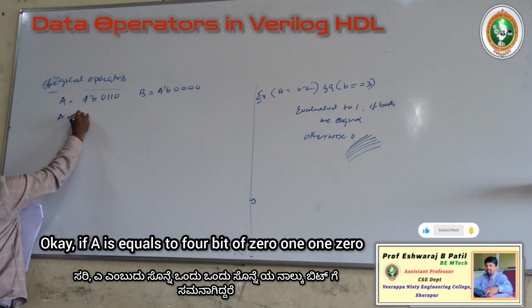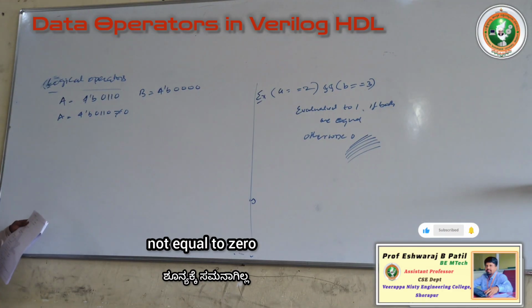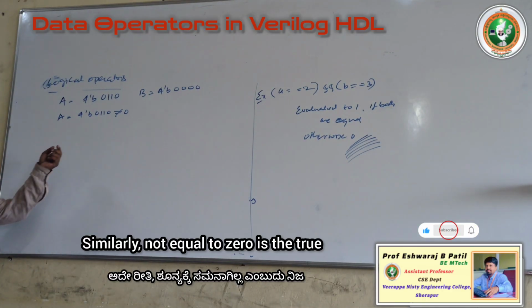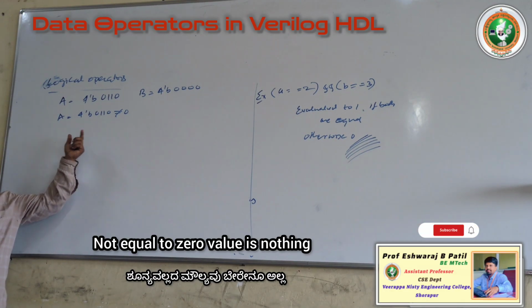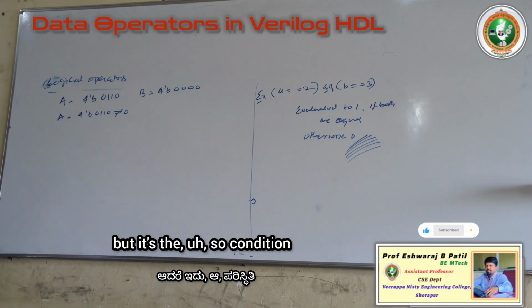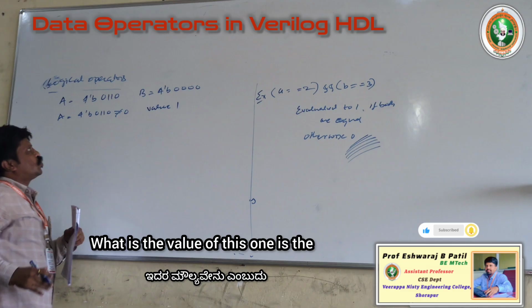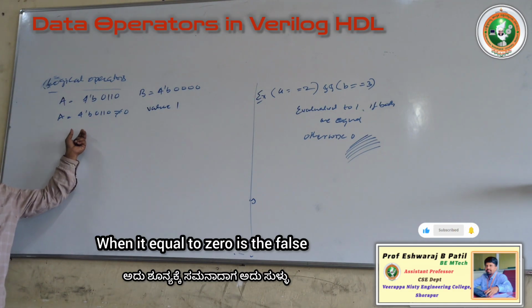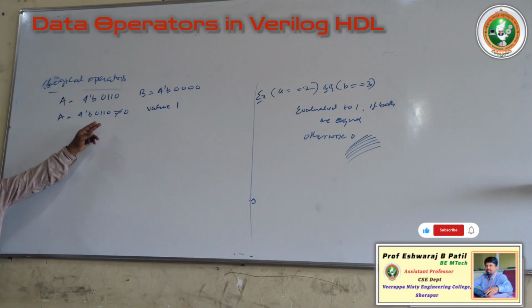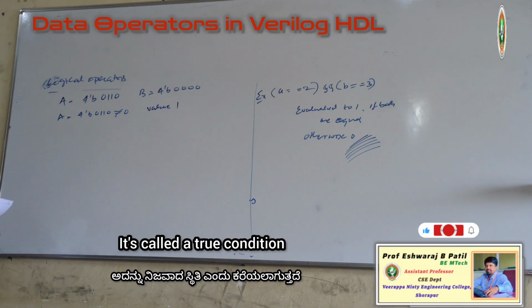If A, which is the 4-bit binary 0 1 1 0, is not equal to 0, then not equal to 0 is a condition. What is the value of this? If a value is there, not equal to 0 means it should be 1, that is true. If it is equal to 0, it is false. Not equal to 0 is nothing but equal to 1. It is a true condition.